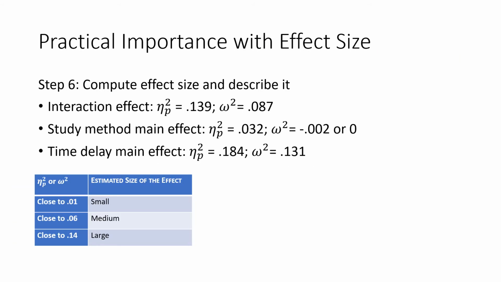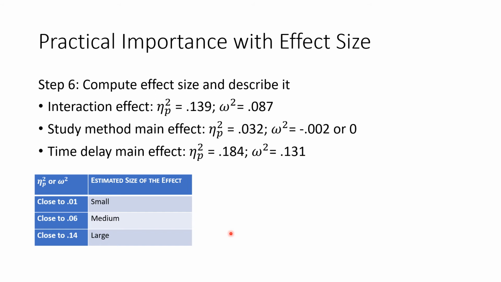Now it is time to talk about the effect size, or the practical importance of these things. You have a number of options. You can talk about the partial eta squared or the omega squared. You also could talk about the mean differences between the means that were being compared. So either the mean differences between the marginal means or the mean differences in the simple effects. We'll first start by talking about the partial eta squared and omega squared.